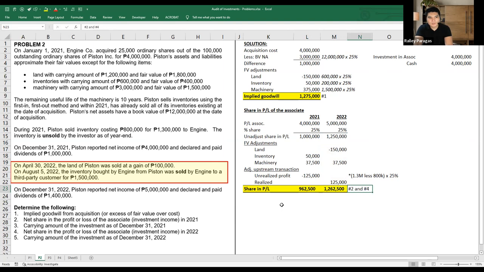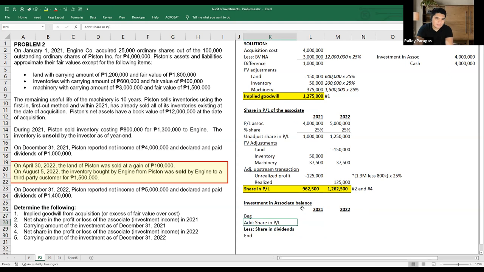And then last one. Okay, last one na tayo. Magiging investment balance na tayo. Associate balance. Okay. So December 31, 2021 and then December 31, 2022. So meron kang beginning, meron kang share in the profit or loss, less ka ng share in the dividends. Okay, and then makukuha mo yung ending. Okay, so beginning balance natin, kunin natin for 2021 which is basically our acquisition cost, tama? You add your share in the profit or loss, which is basically yung adjusted balance, less your share in the dividends. So remember, 25% lang i-recognize natin dyan.